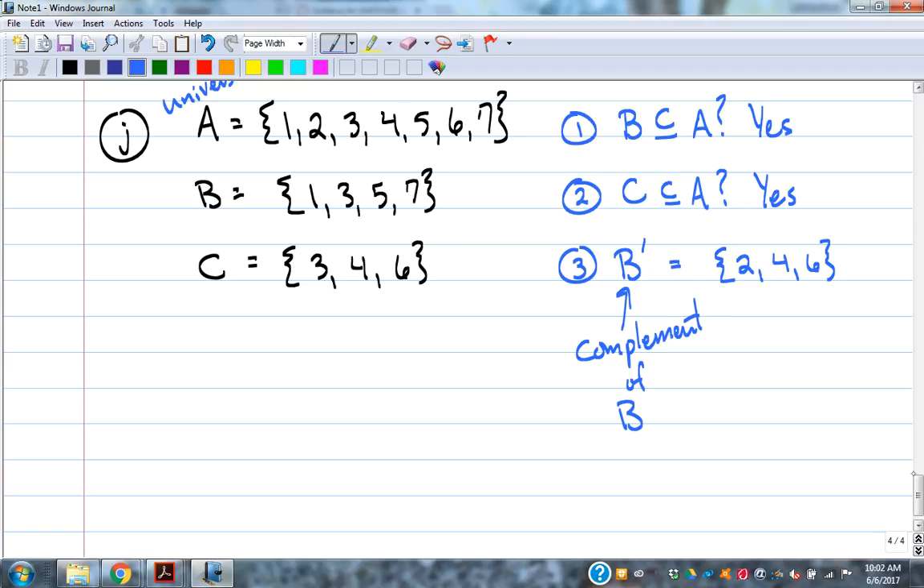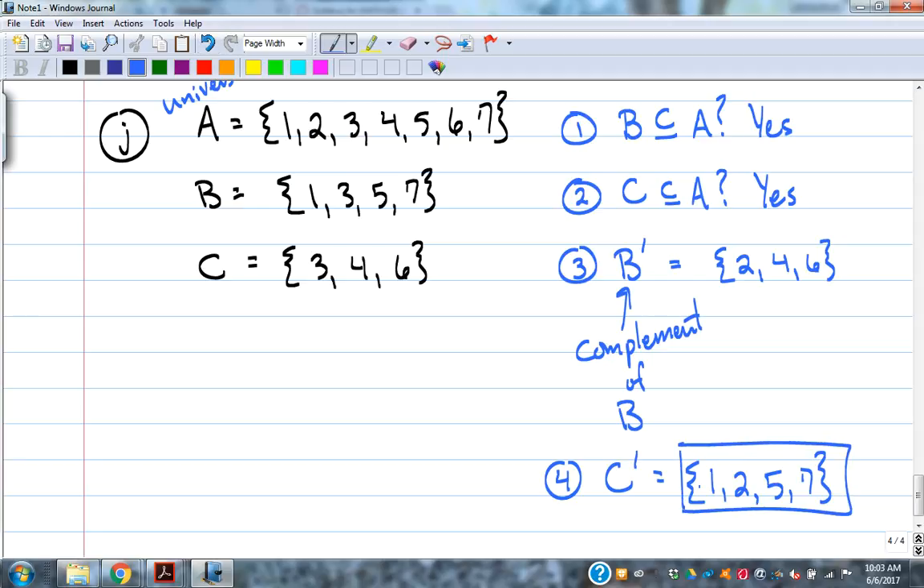Okay. All right. So let's try that with set C, the complement of C. Okay. Well, the elements of C are 3, 4, and 6. So when I go to the universal set, I want everything that's not a 3, 4, or 6. That's 1, 2, 5, and 7, right? Yeah, mark those out, and that's what's left. And there's the complement of set C.